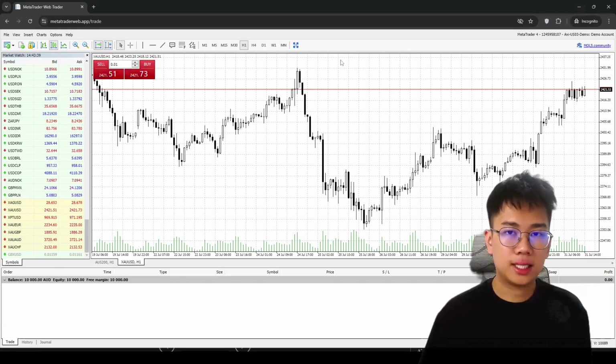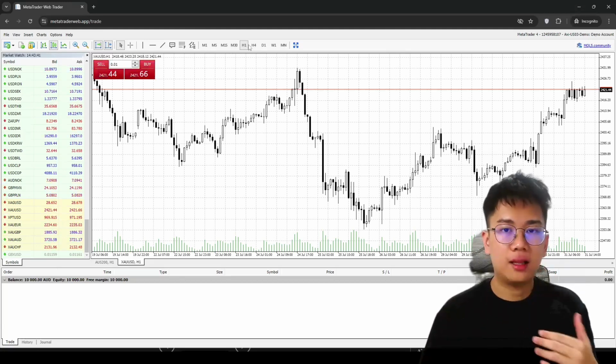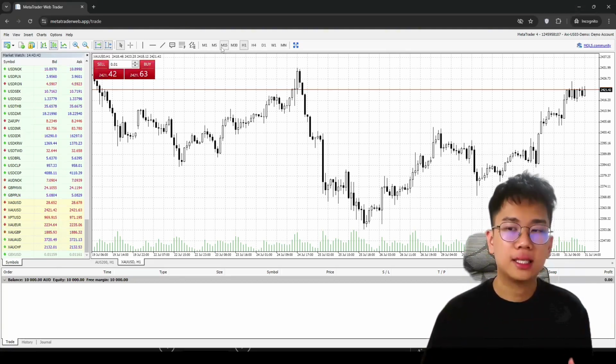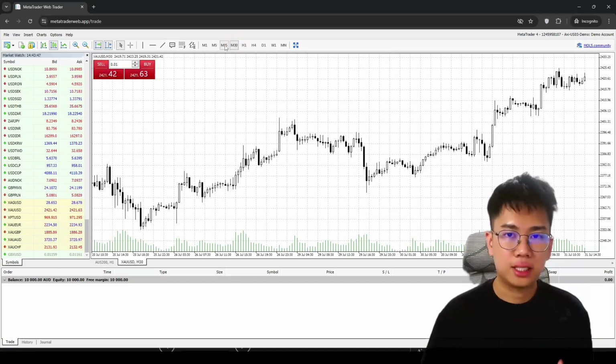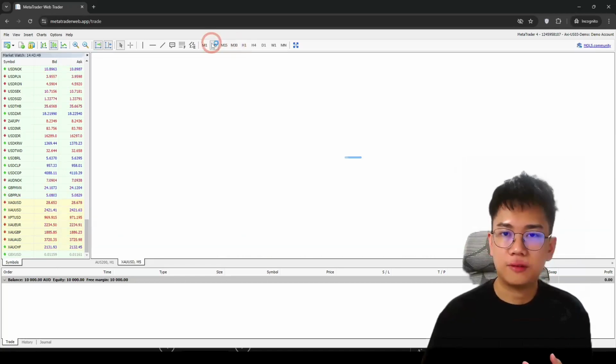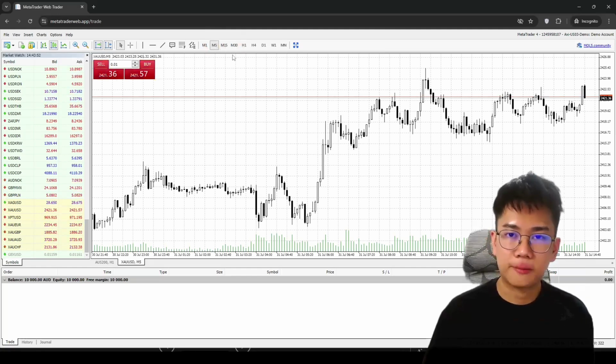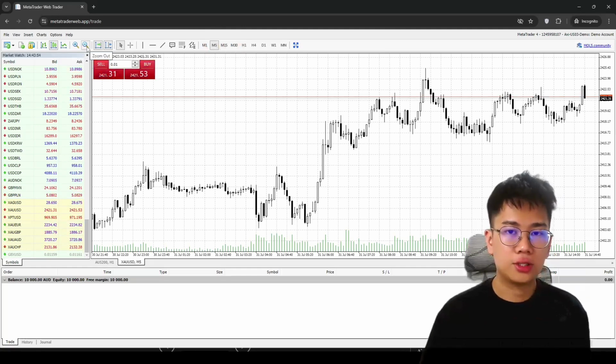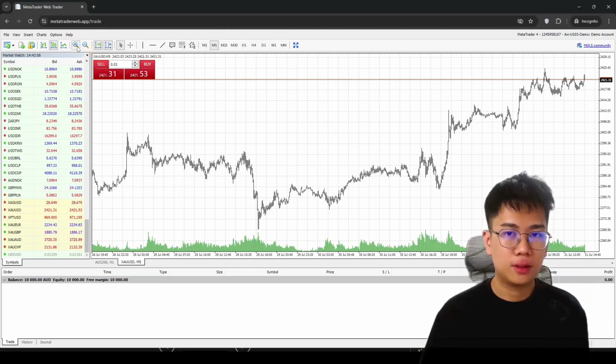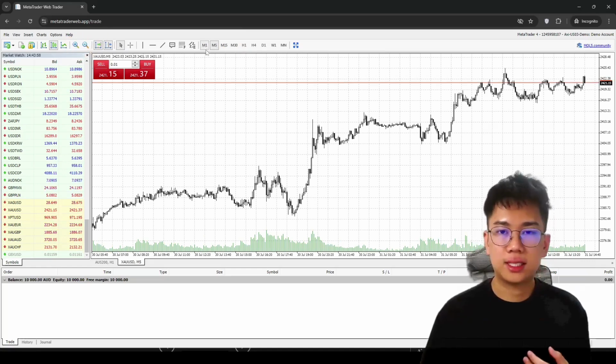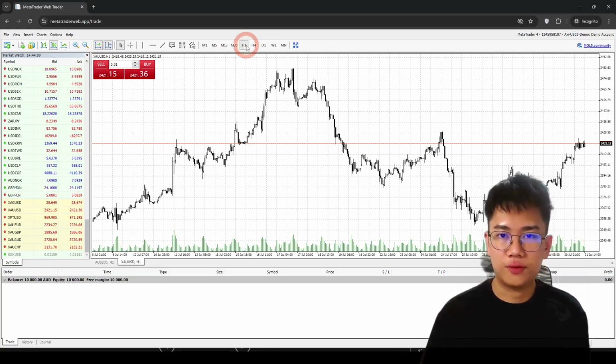Now over here at the top side there are lots of what we call time frames: 30 minutes, 15 minutes, 5 minutes, etc. You can zoom in and zoom out, and then you can draw certain lines as well to annotate a few things.